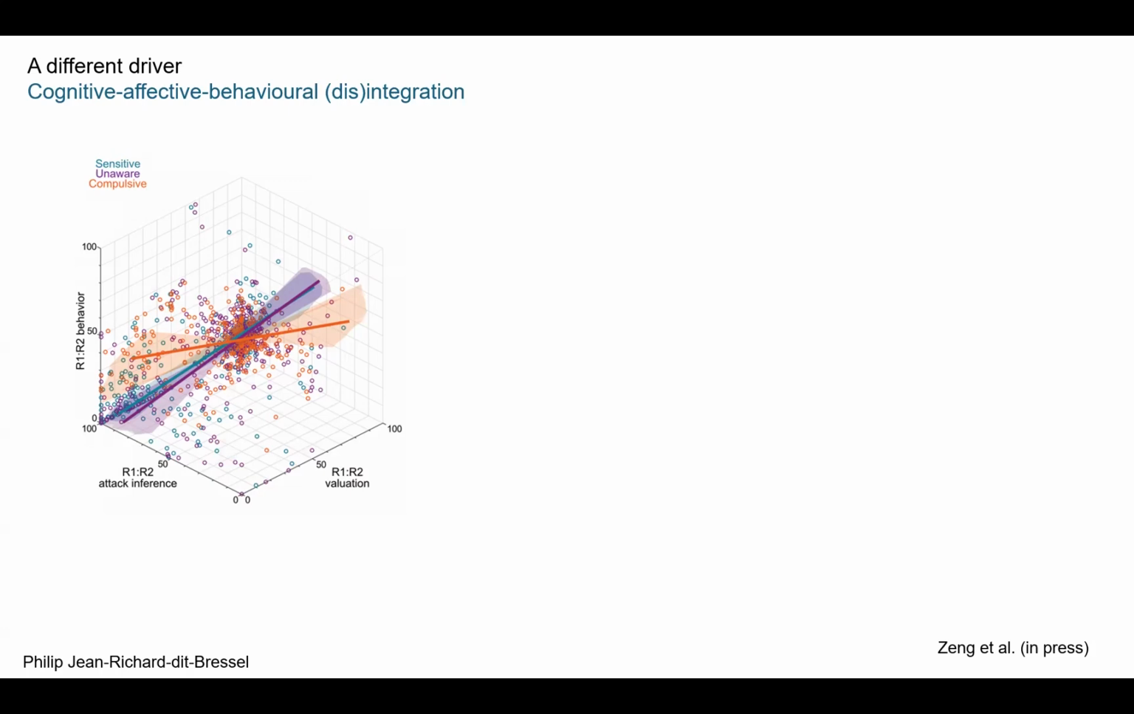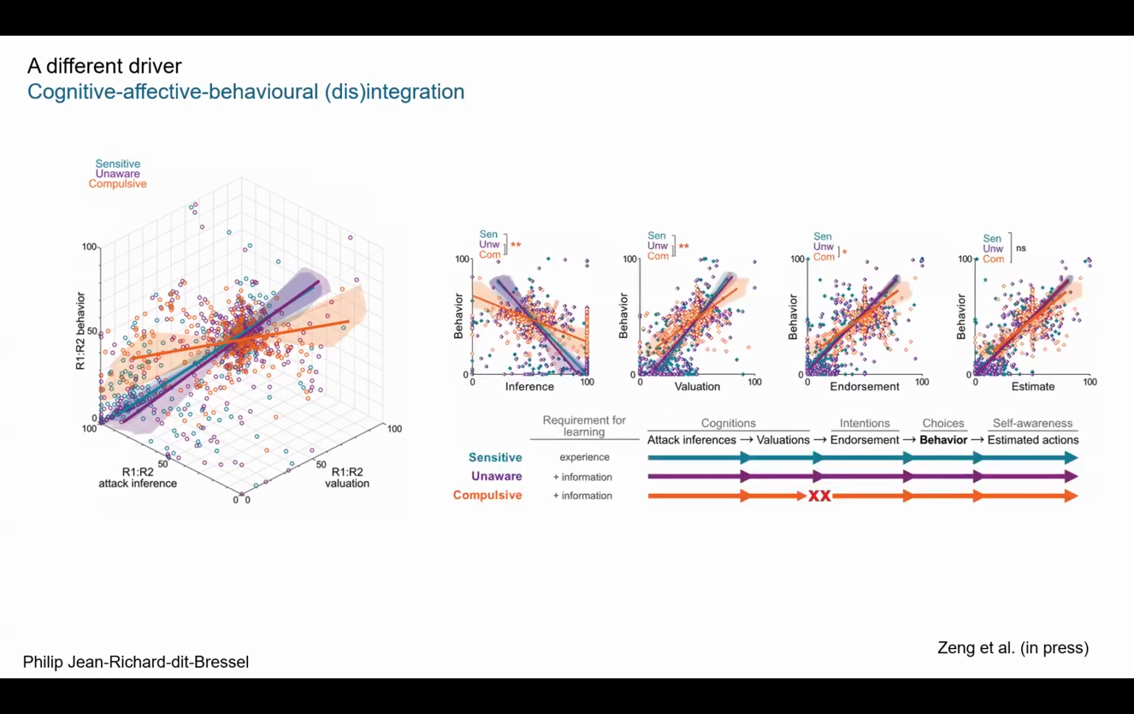So your trajectory wants to be heading from the middle of this cube down to this bottom corner. And that is absolutely the case for people who are sensitive to punishment, and it's absolutely the case for people who are what we call unaware, and it's absolutely not the case for people who we classify as compulsive. When you break that down, what you see specifically is that all of the groups can estimate their behaviour, as I showed you, and that relates very well to what they actually do.